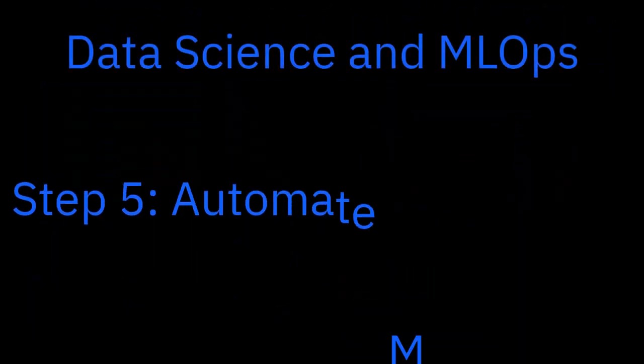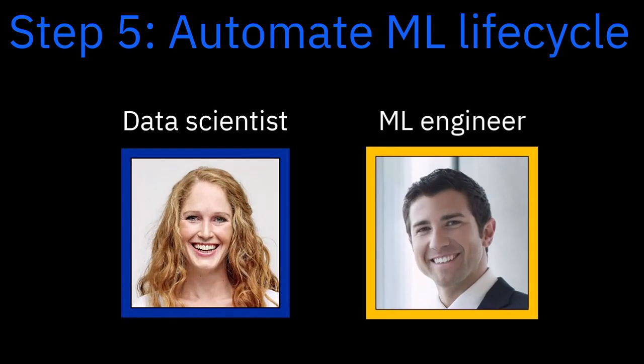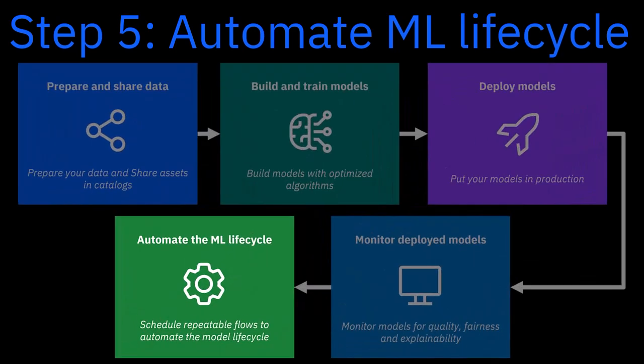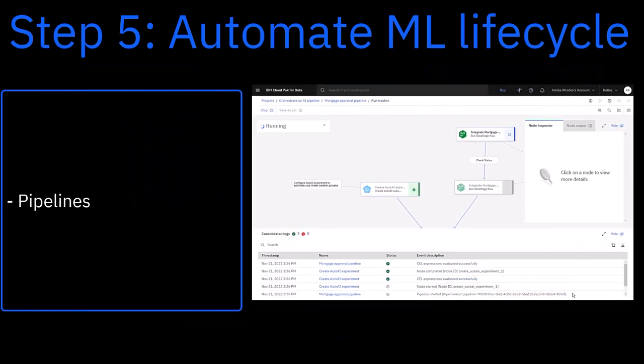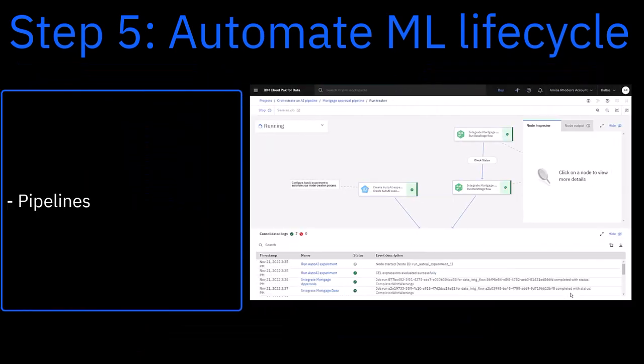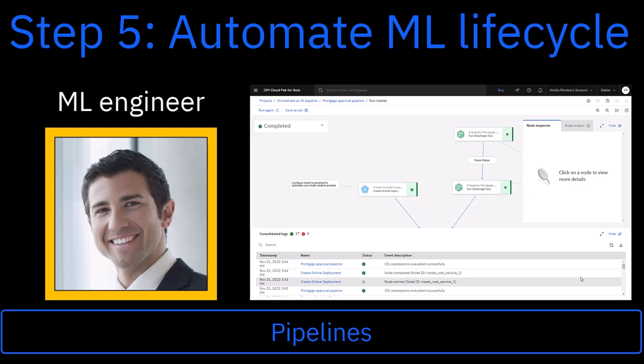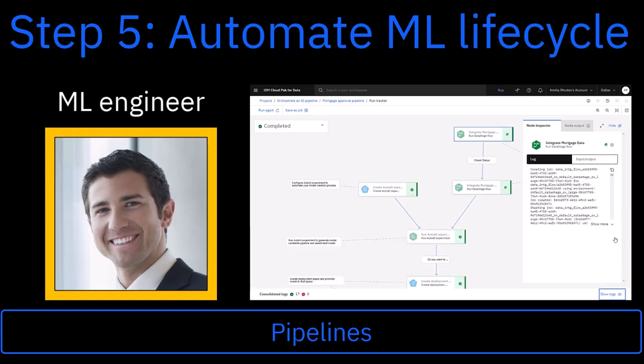Step 5. Now your team can simplify your model operations by setting up automation. In Step 5, you can automate the machine learning lifecycle by using pipelines. You can use pipelines to create repeatable and scheduled flows that automate notebook, Data Refinery flows, DataStage flows, and machine learning pipelines, from data ingestion to model training, testing, and deployment.